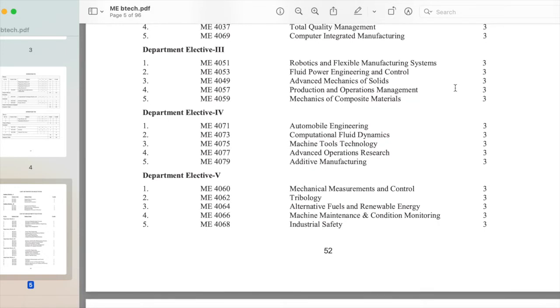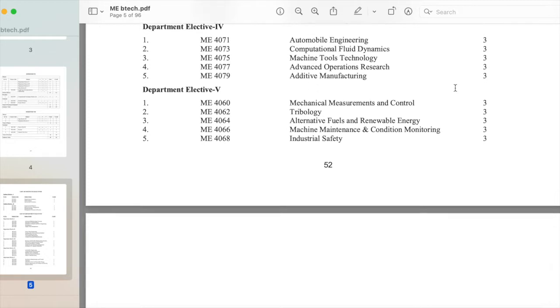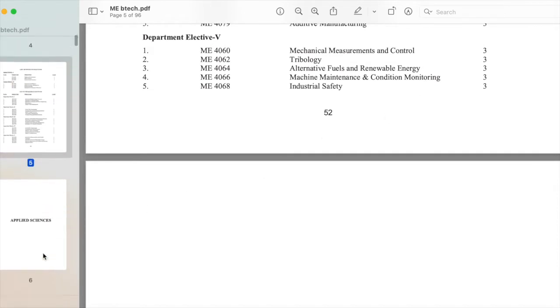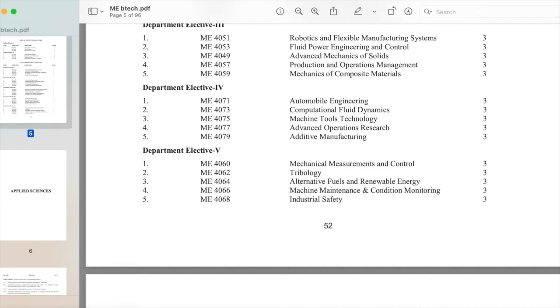Department Elective 3: Robotics and Flexible Manufacturing Systems, Fluid Power Engineering and Control, Advanced Mechanics of Solids, Production and Operations Management, Mechanics of Composite Materials. Department Elective IV: Automobile Engineering, Computational Fluid Dynamics, Machine Tools Technology, Advanced Operations Research, Additive Manufacturing. Department Elective V: Mechanical Measurements and Control, Tribology, Alternative Fuels and Renewable Energy, Machine Maintenance and Condition Monitoring, Industrial Safety.